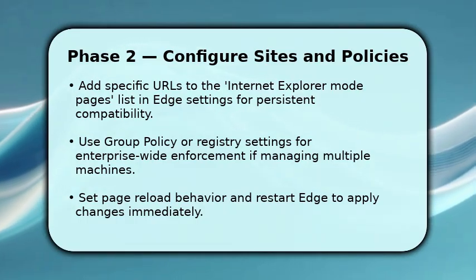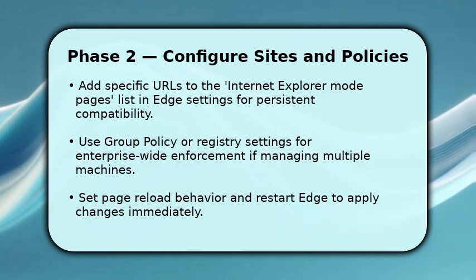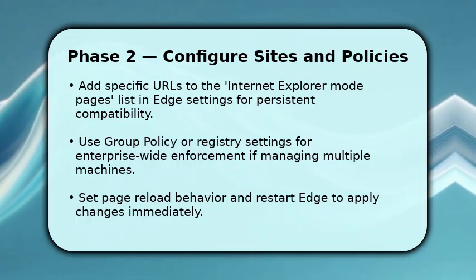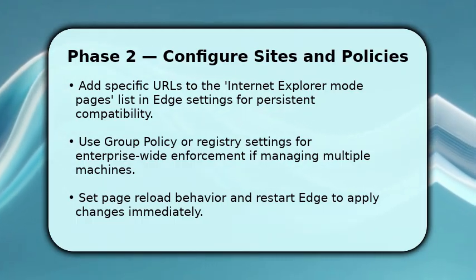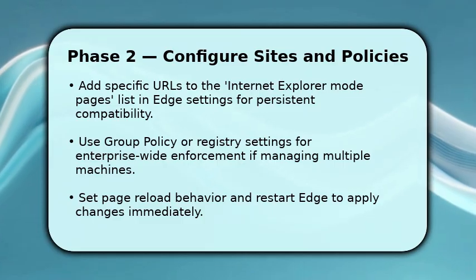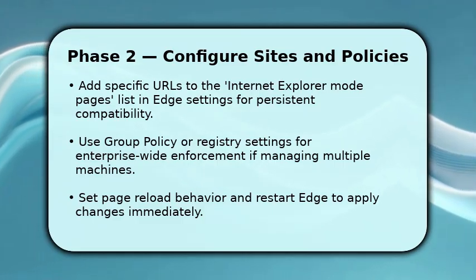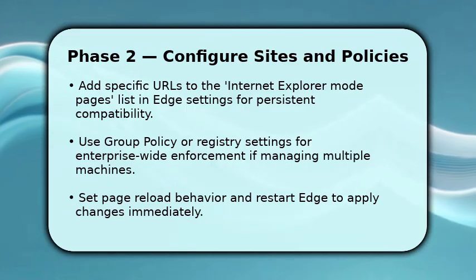Open edge://settings/defaultbrowser and click Add under Internet Explorer mode pages, then enter the URL and save. If you manage several machines, use group policy or the registry to push the same list centrally. This ensures consistency across users.